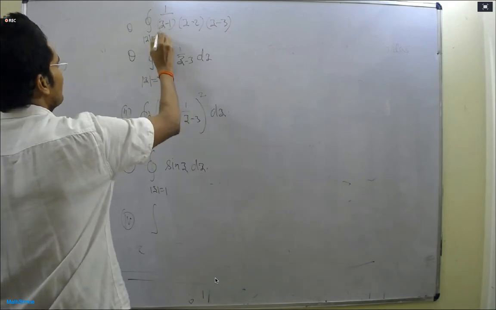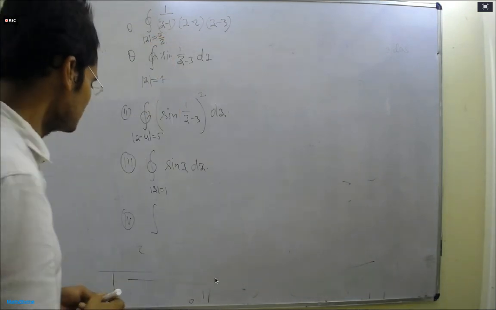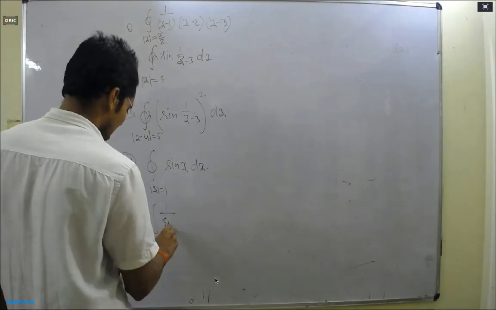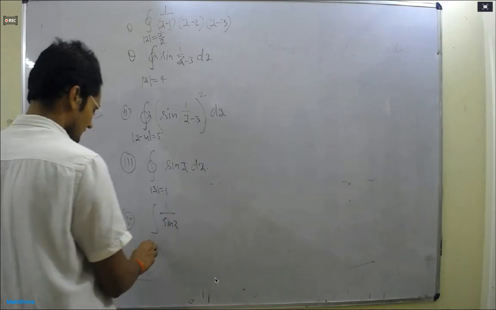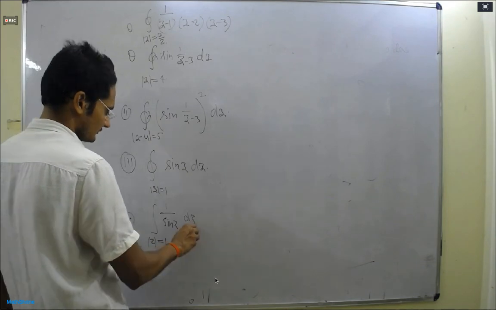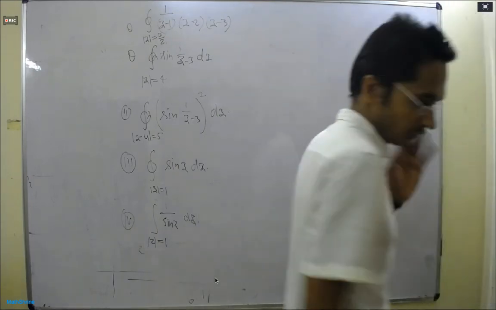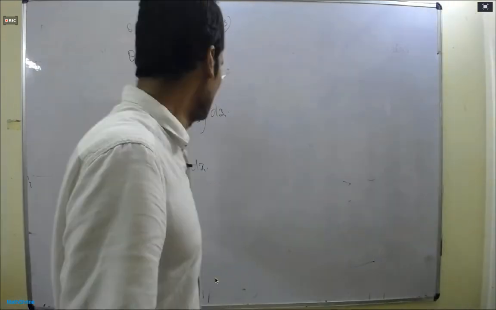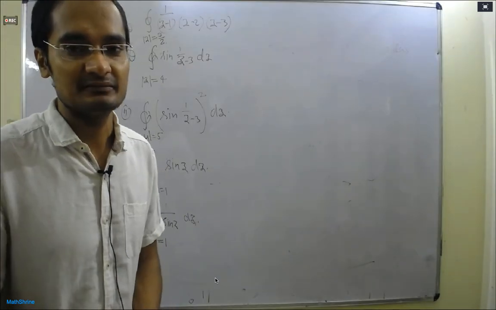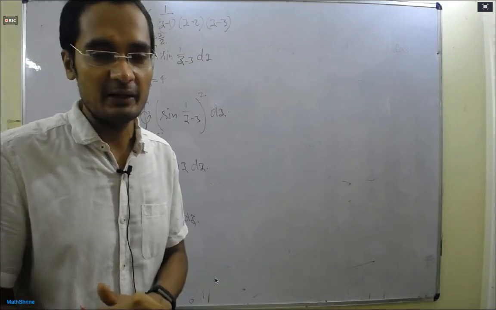We can write 1 upon sine z over mod z is equal to 1 into dz. Okay, let us calculate. It is your duty. First of all we have to calculate what kind of singularity there is. Once we know what kind of singularity, we can calculate the residue, and that will be our answer, right?